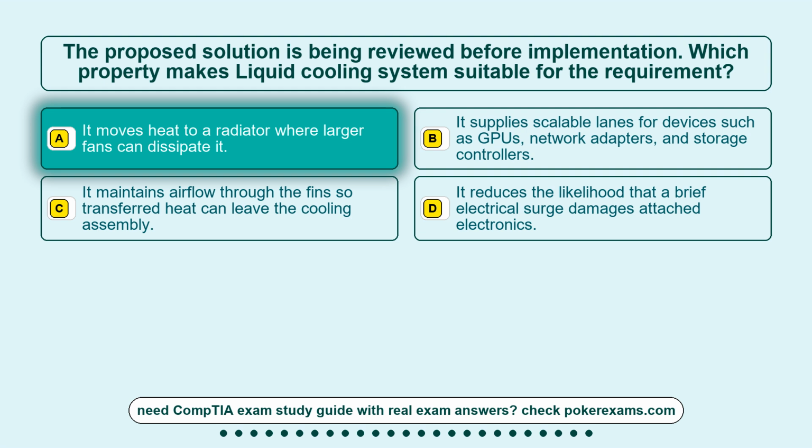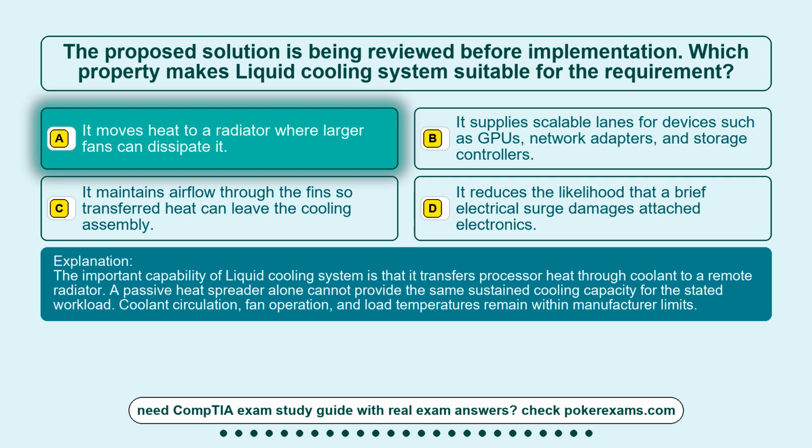The correct answer is option A. It moves heat to a radiator where larger fans can dissipate it. The important capability of a liquid cooling system is that it transfers processor heat through coolant to a remote radiator. A passive heat spreader alone cannot provide the same sustained cooling capacity for the stated workload. Coolant circulation, fan operation, and load temperatures remain within manufacturer limits.